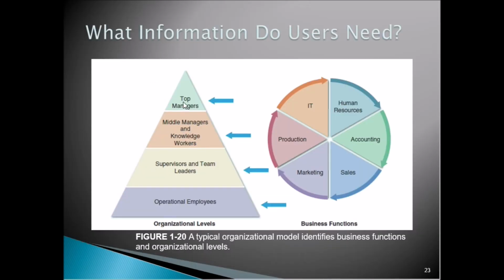In the next chart, we can see a typical organizational model, and we can identify business functions at the various levels. So these are the different functions within the business, and you have all of these functions that are used at the various levels of the organizational pyramid.